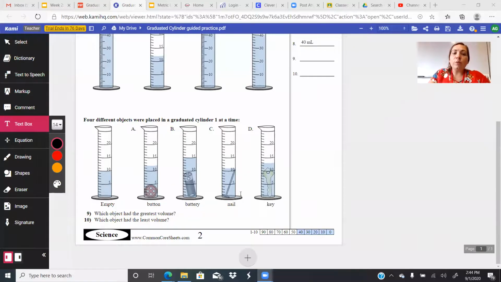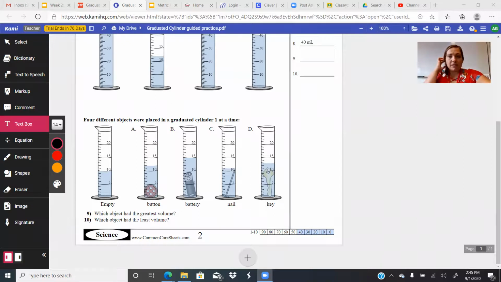Okay, so when we put the nail in, the water went from 10 milliliters to 11 milliliters. So there was 1 milliliter of displaced volume. When we put the key in, it went up 1, 2, 3 milliliters and went up to 13 milliliters. So there's 3 milliliters of displaced volume. So that's how much the water rose when we put that object in.